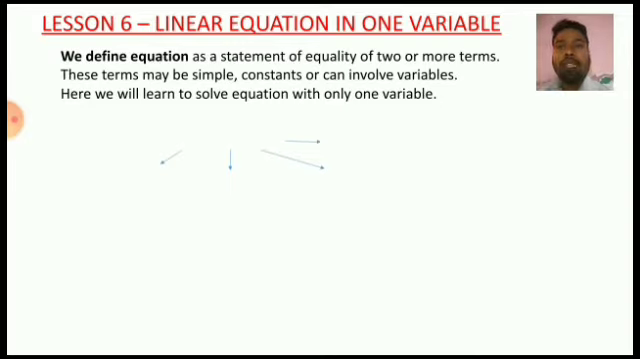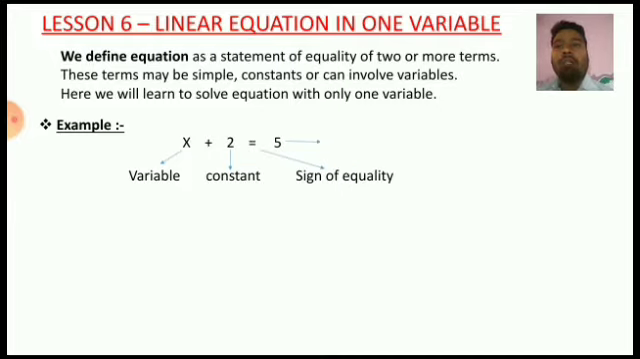First we see one example. Example one is x plus 2 is equal to 5. In this example, we see which term is a variable and which term is a constant. Here, x is a variable. If you replace x by 3y, then y is a variable and 3 is a coefficient. Here 2 is a constant, this is the sign of equality, and 5 is a constant. This way you denote the constant and variable.